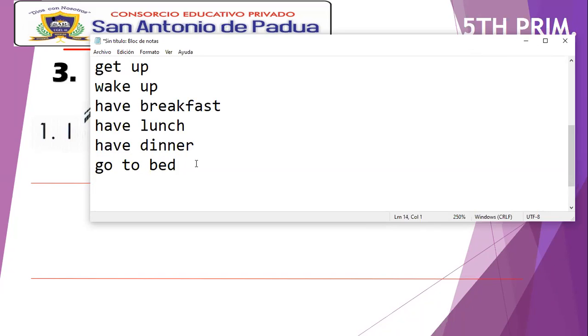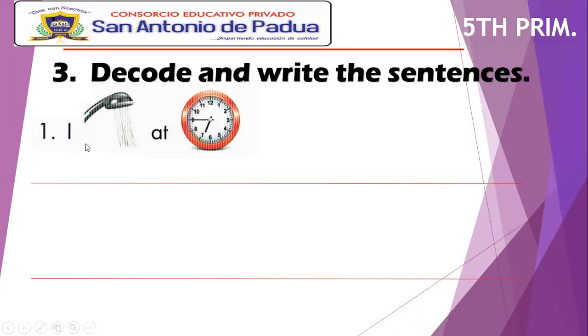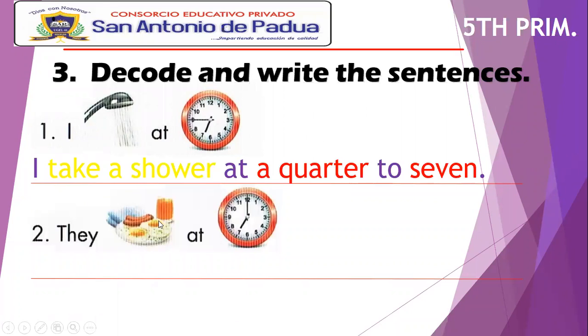Good. Come on, what else? All right, vamos aquí. For example, take a shower. Yes, I take a shower at 6:45. Yo me baño un cuarto para siete. Yes, I take a shower at 6:45. Good, excellent. Let me check. Breakfast.